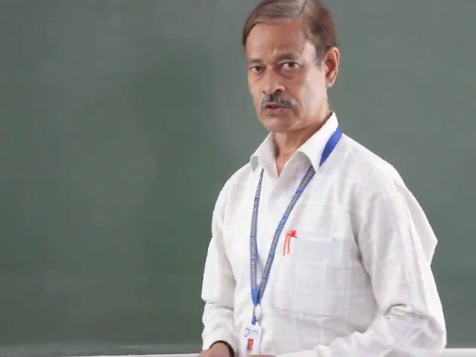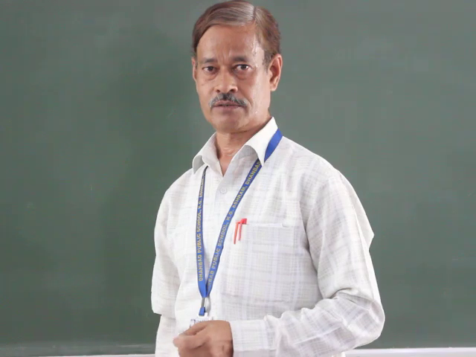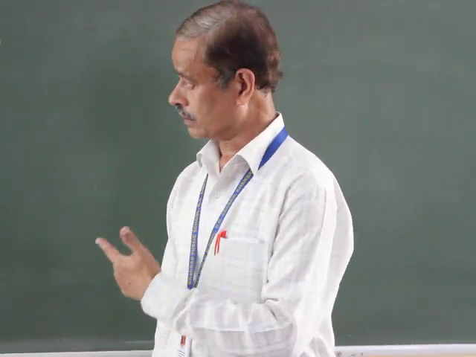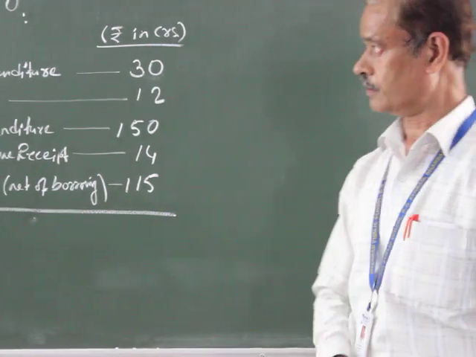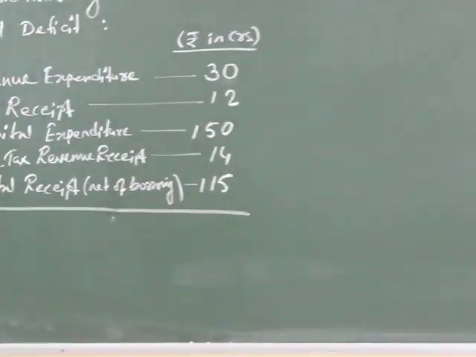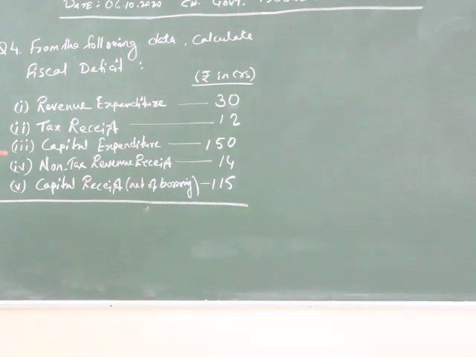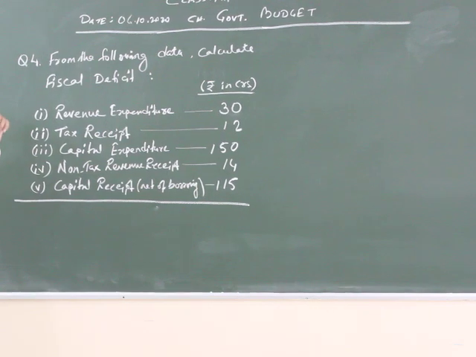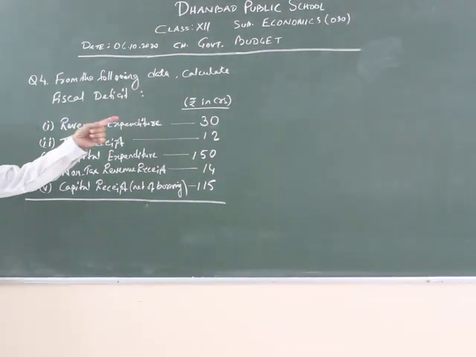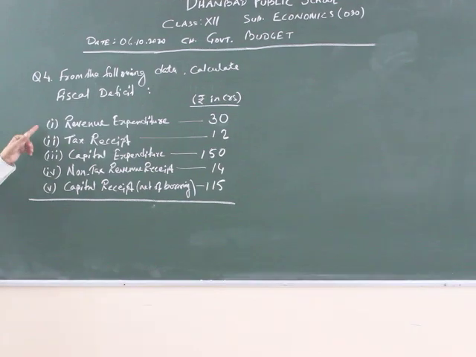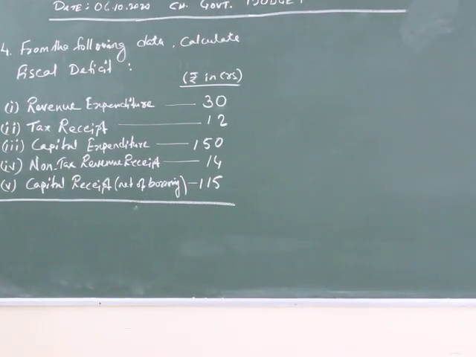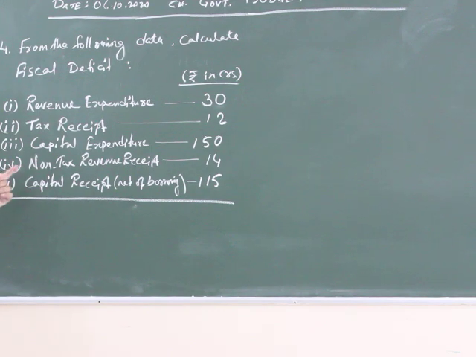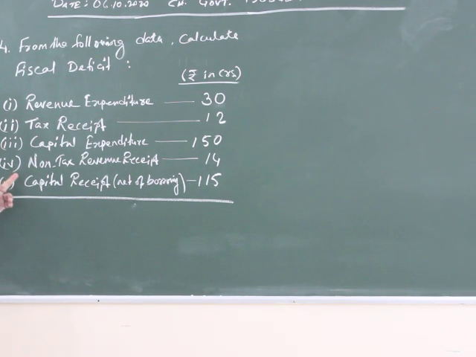So we were discussing the government budget, the components of government budget, and then the deficits in government budget. So now let us look at a numerical question based on the deficits in government budget. This is in continuation to today's video. It is question number 4. From the following data, calculate fiscal deficit. The figures are in rupees crores. First, revenue expenditure 30, tax receipt 12, capital expenditure 150, non-tax revenue receipt 14, capital receipt net of borrowing 150.